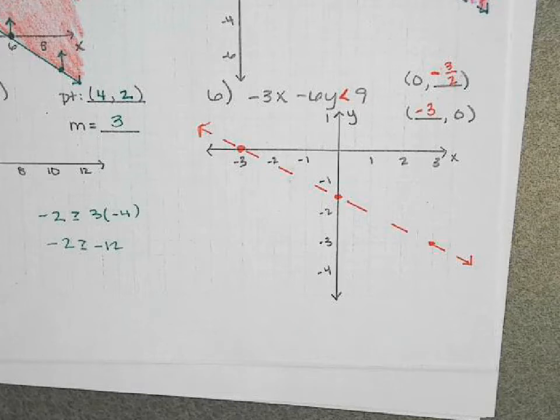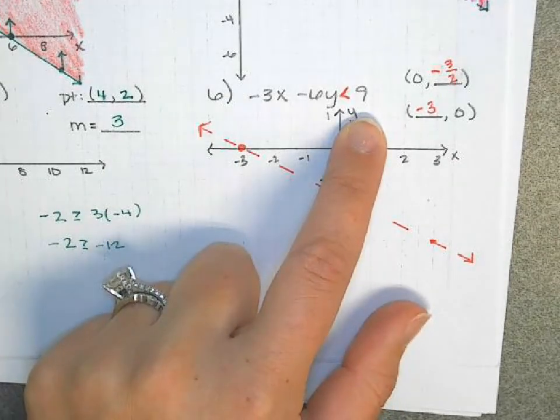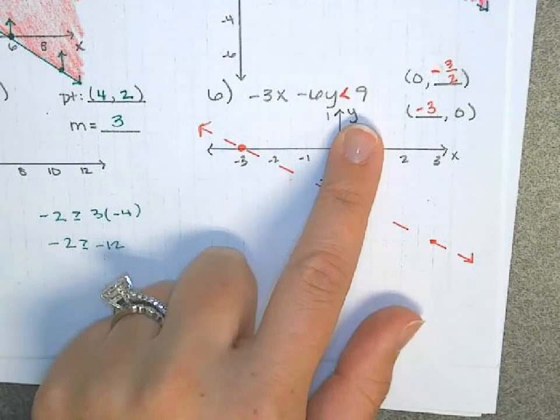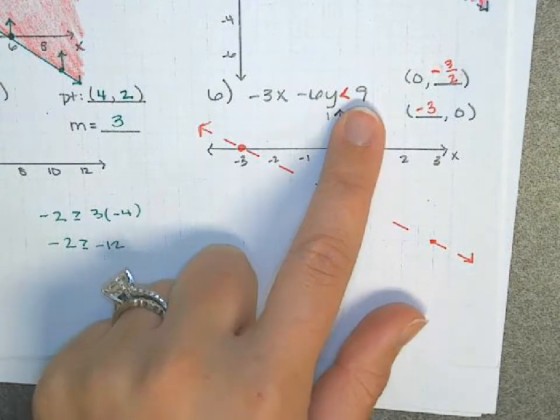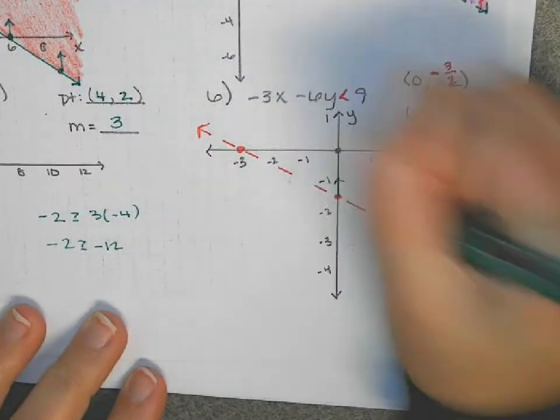Now, let's test a point. Will 0, 0 work? Is 0 less than 9? 0 is less than 9? Okay, so that means the 0, 0 side should be shaded. So going this direction.